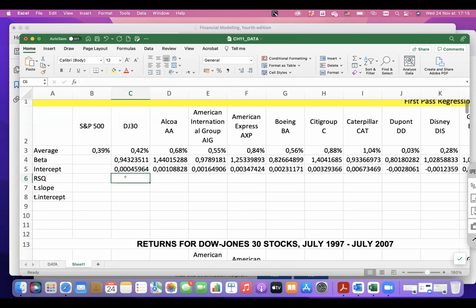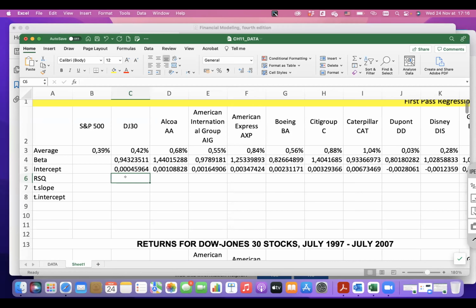R squared measures the linearity of the regression. Every time R squared is higher, it is a good sign. For example, if you find that R squared is equal to 80%, this means that the movement of the S&P 500 explains 80% of the movement of the Dow Jones, and the remaining 20% are due to other hidden variables we don't know.